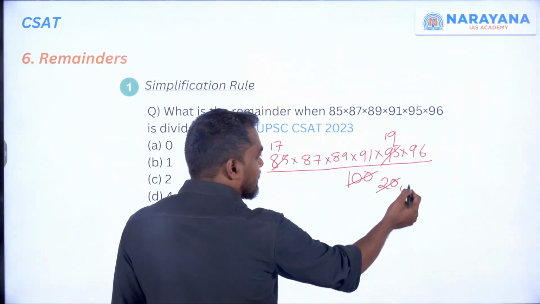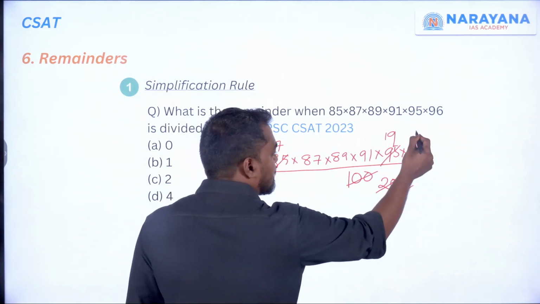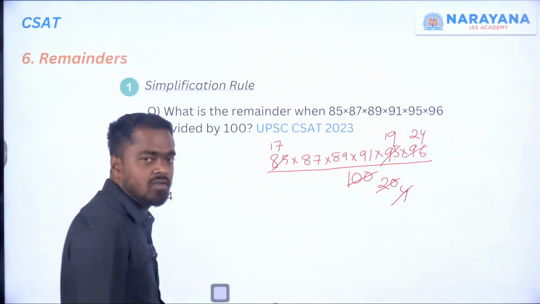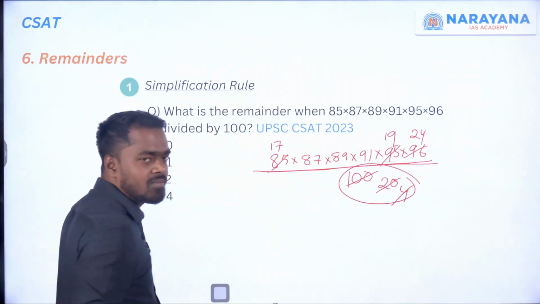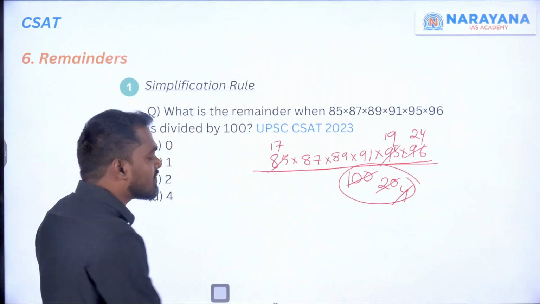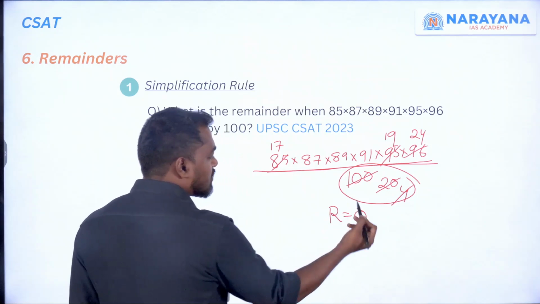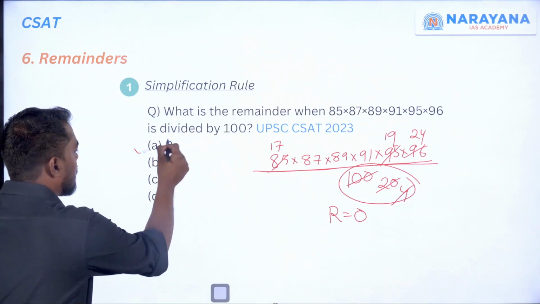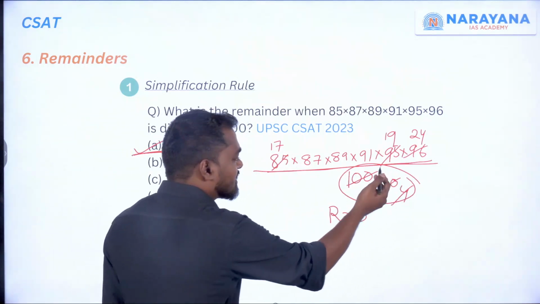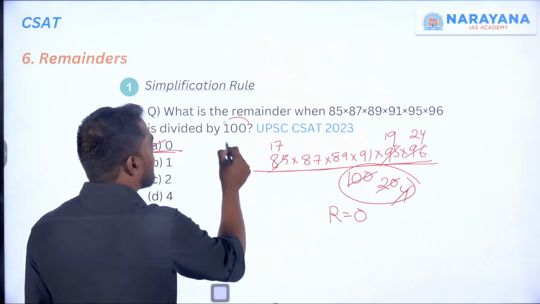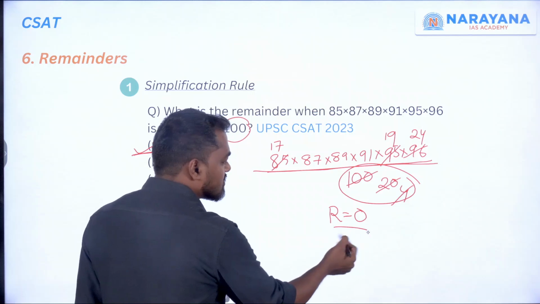96 can be divided right with 4, right? 4 2s are and 4 4s are. If you see, the entire expression is perfectly divisible by this number. If it is perfectly divisible, what is your remainder? 0. Simple. Answer is option A. So whatever the given expression, it is perfectly divisible by 100. So the remainder is 0.